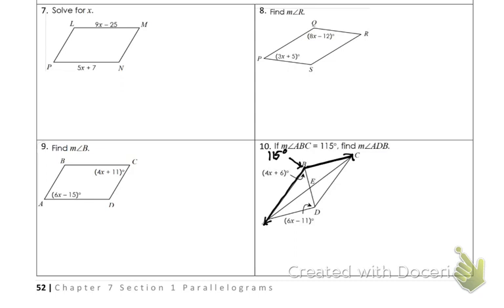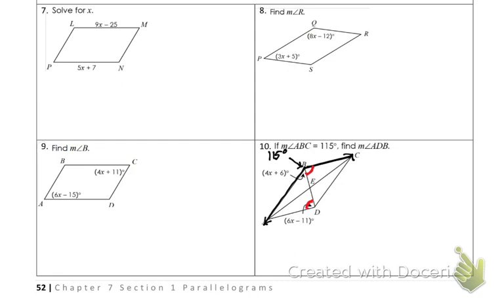Can I just put 6x minus 11 equals 4x plus 6? Can I just say those two things are equal to each other? Nick, you're saying no. Why not? Because they're not alternate interior angles. To be alternate interior angles, it would be this angle is congruent to that angle.